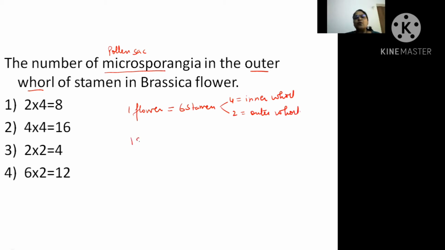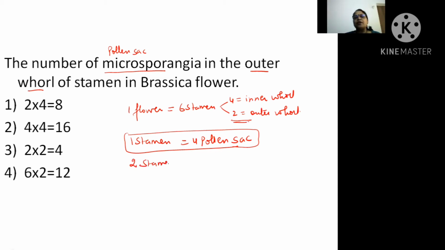And you know very well that one stamen has got four pollen sacs. This we have already understood. Clear? Then I think you can easily tell me now, in the outer whorl, how many stamens will be there? In the outer whorl only two stamens will be there. So your answer will be 2 into 4, which means a total of 8 pollen sacs. Clear, beta? So a total of 8 pollen sacs will be present in the outer whorl.